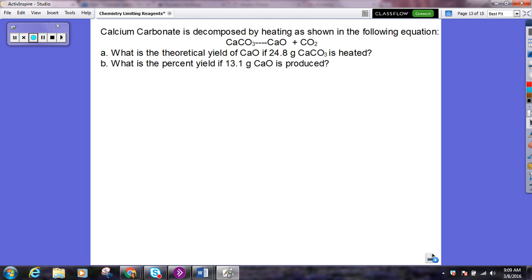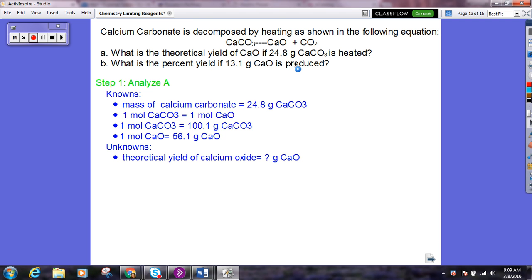24.8 grams of calcium carbonate is heated. And then I want to know what my percent yield is if I actually come up with 13.1 grams of calcium oxide. So what's the first thing we do? We analyze. So I know that the mass of calcium carbonate is 24.8 grams.